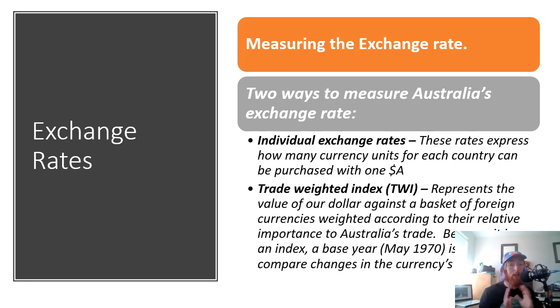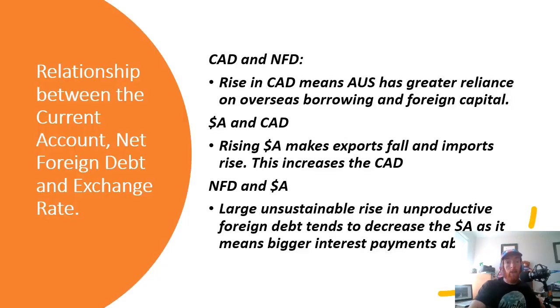You're never going to have to calculate these yourself. You just need to know what they are and how they impact us overall. When we're going through the slides today, we're going to be mainly talking about individual exchange rates because this is the most common one that comes up and it's the one that you're going to be using when you answer questions. All right, so we're going to look at the relationship between the current account, net foreign debt, and the exchange rate, how they influence each other, the direct impacts that one has on another.